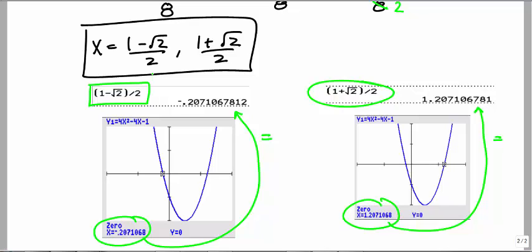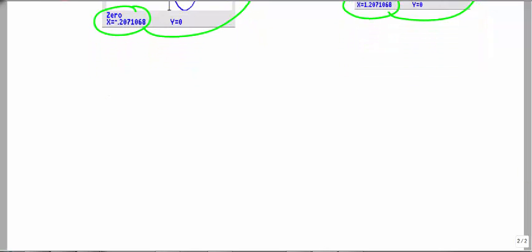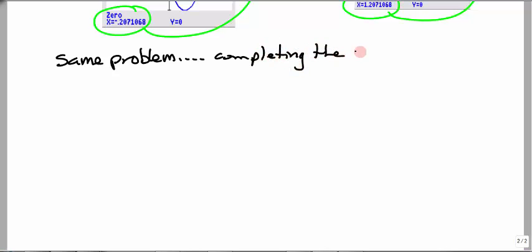Now, one thing that we could do is we could solve this by completing the square as well. So let's do the same problem. We already know what the answers are, and let's do this by completing the square. So same problem, completing the square. So we've done this by graphing, we've used the quadratic formula. I guess we only checked it by graphing. And now we'll complete the square.